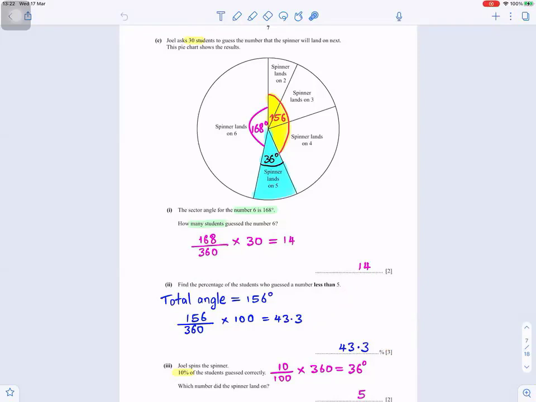Part 3, Joy spins the spinner. 10% of the students guessed correctly. What number did the spinner land on? What we want is 10 over 100 times 360, which gives us 36 degrees. We measure the different angles and we'll see that number 5 is the one that has 36 degrees. So it landed on number 5.